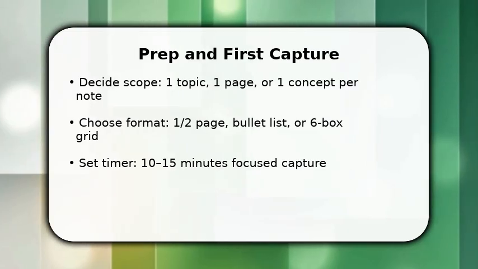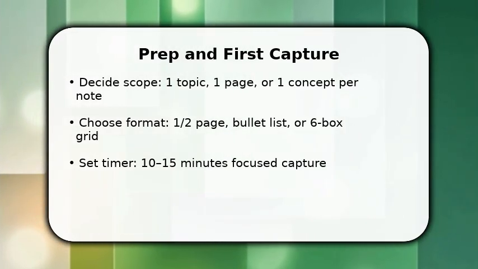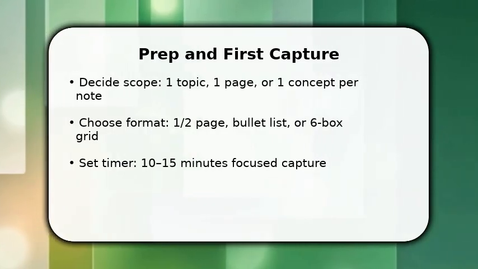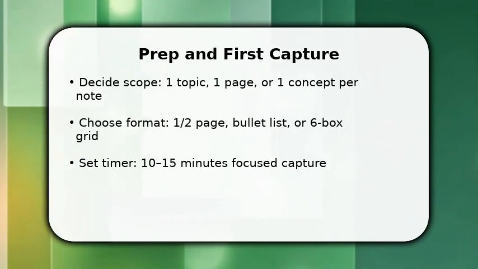Enjoy the video. You start by narrowing scope. Pick one topic and limit space so you force clarity. Once chosen, select a compact format like a half-page or bullet list because space constraints make you prioritize.